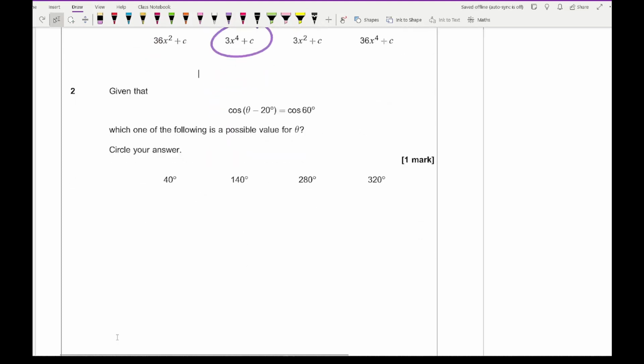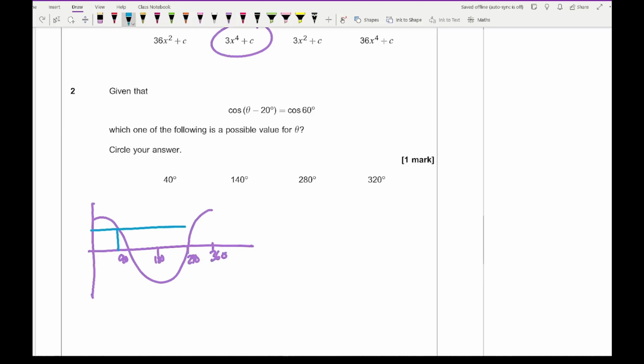Then moving on to question 2, it says given that cos theta minus 20 equals cos 60, which of the following is a possible value for theta? So first things first, let's start by finding the angles of cos 60. Now the graph looks something like this, where that's 90, that's 180, that's 270 and that's 360. So then cos 60 is somewhere around here, and so the equivalent value, if this distance here is 60, that means that this distance here is also going to be 60. So we're looking for theta equals 300.